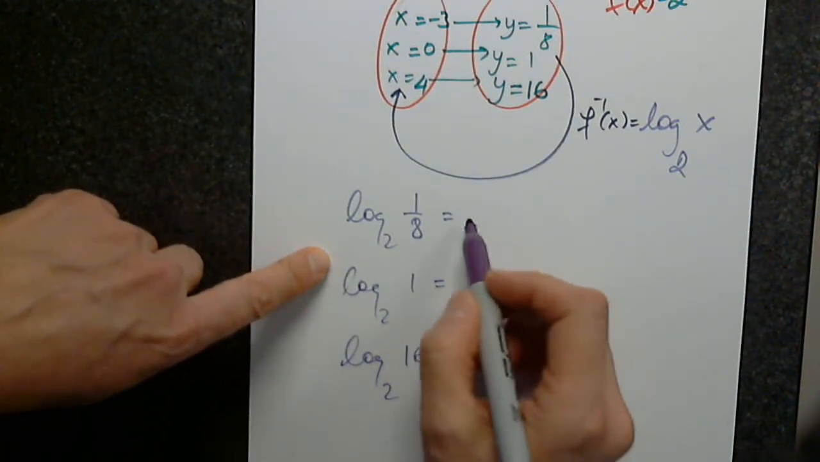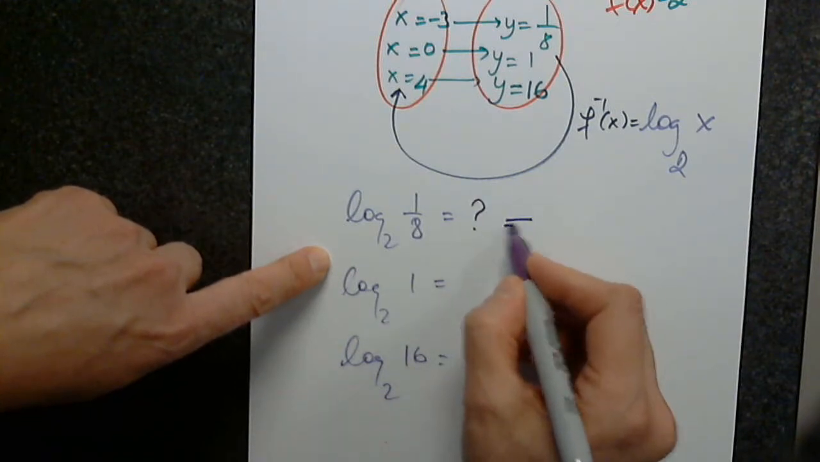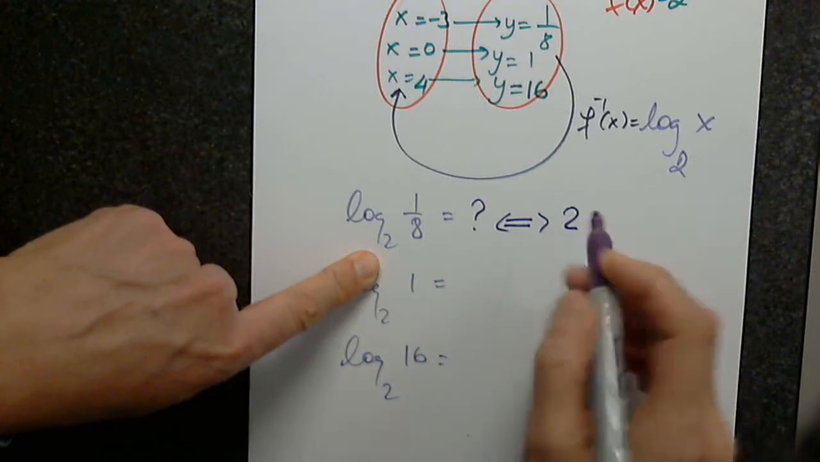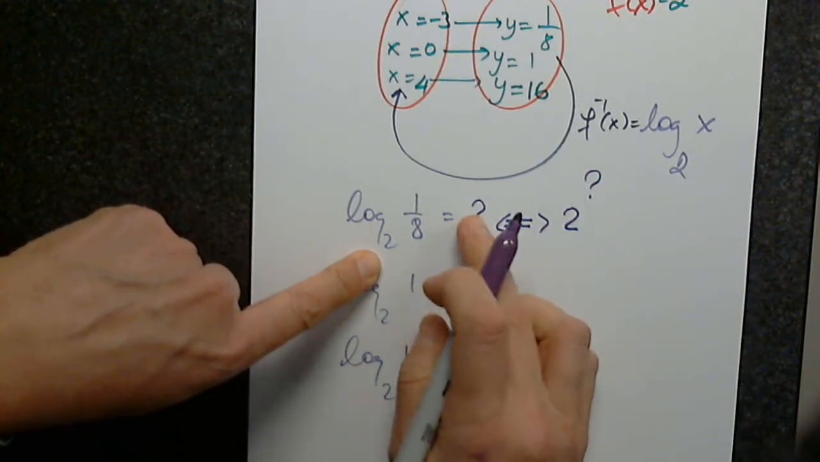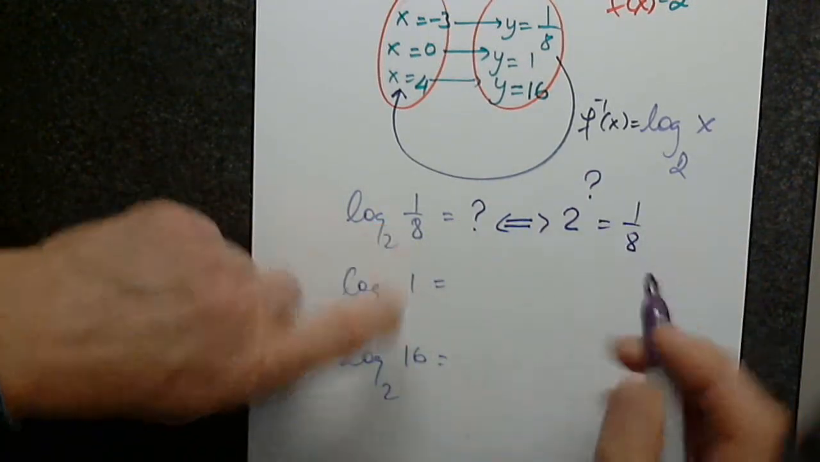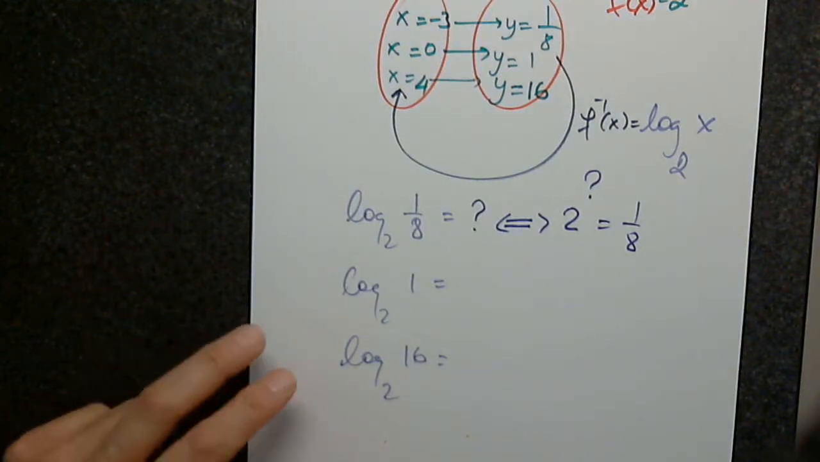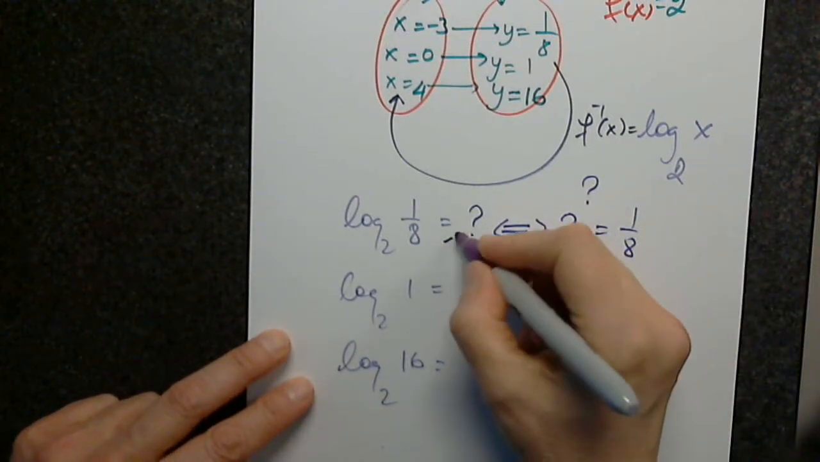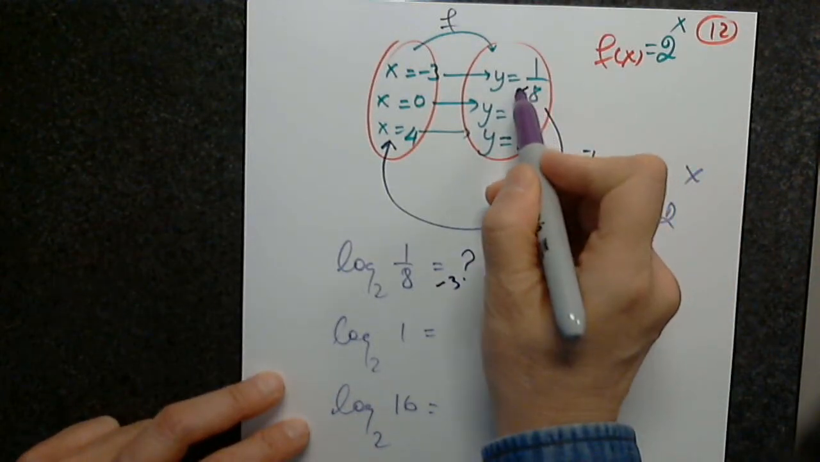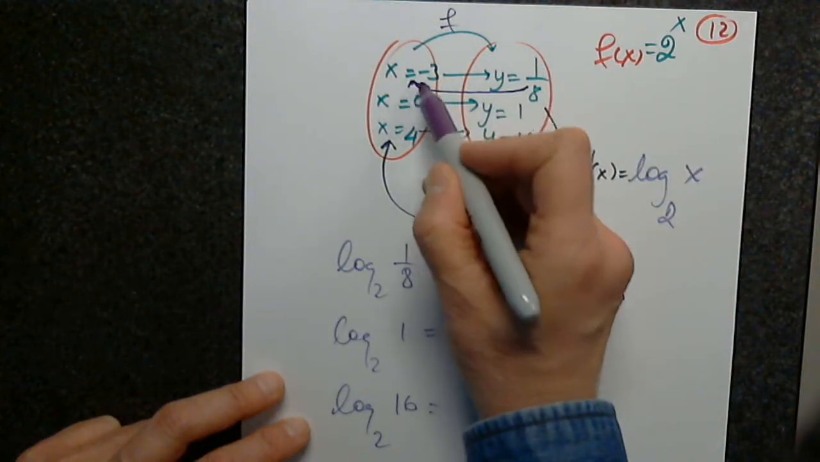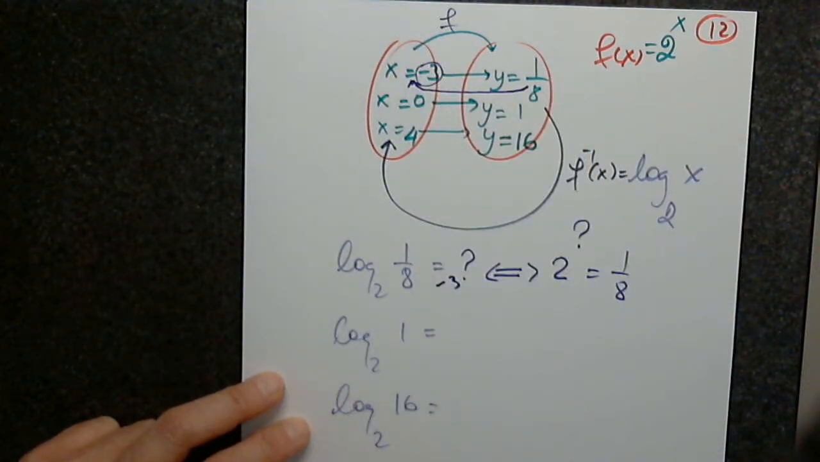So this is an unknown number, but I know that this is equivalent to 2 raised to this number equals 1/8. What could that number be? It must be -3. So I hope I convinced you that log applied to 1/8 would return -3.